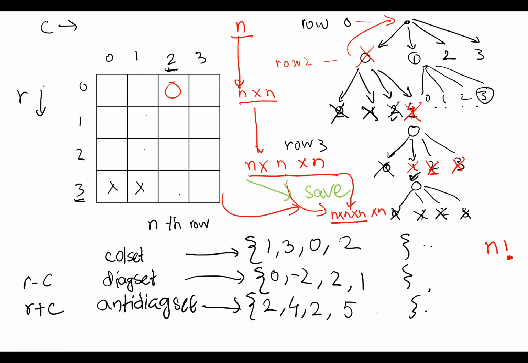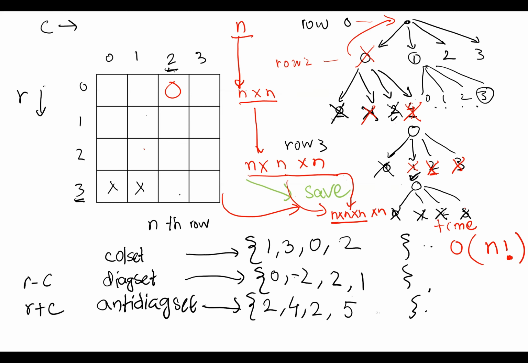Obviously for each of them we don't explore everything, right? Sometimes we just stop here. You see, we don't go further down here. But overall, from a big O perspective, we can say this is order of n factorial. This is the time complexity.